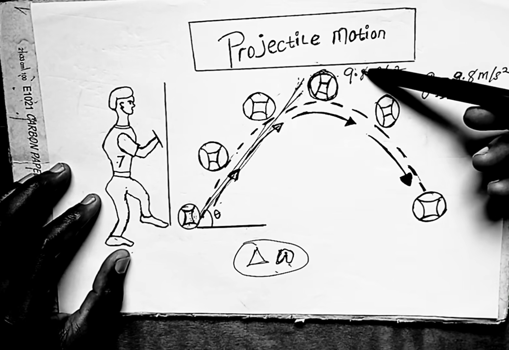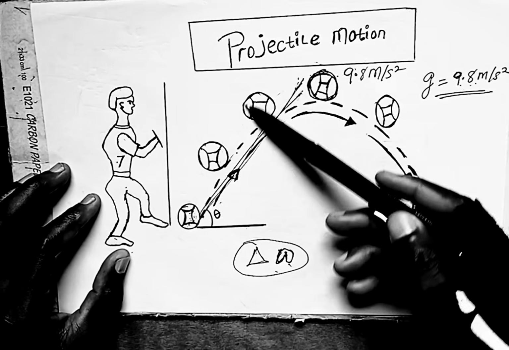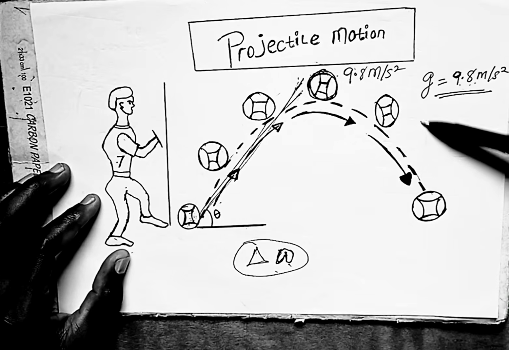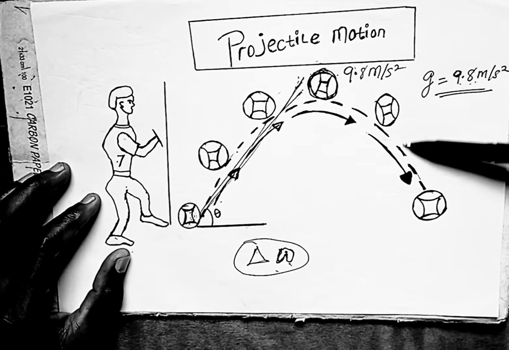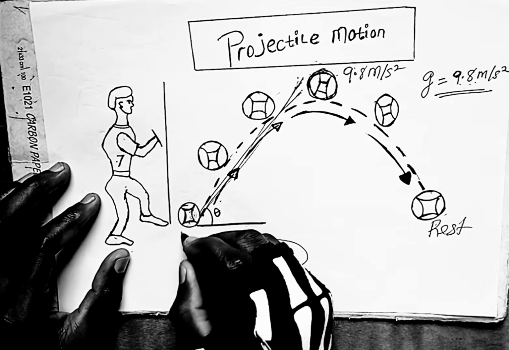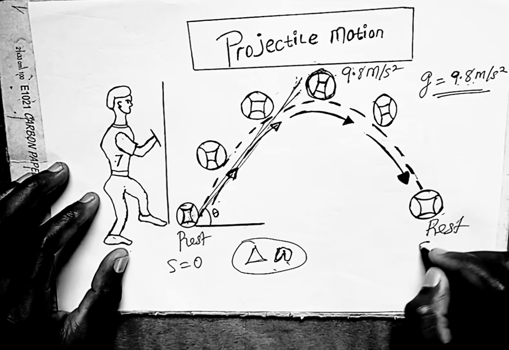The greater the acceleration due to gravity is compared to the velocity of this object at this point, the more the ball decelerates. As the force reduces, the velocity of the ball reduces. Acceleration due to gravity overpowers it and pulls it down until eventually it comes to what? Rest. Okay, this one is also rest. And at rest, acceleration a is equal to 0, s is equal to 0.